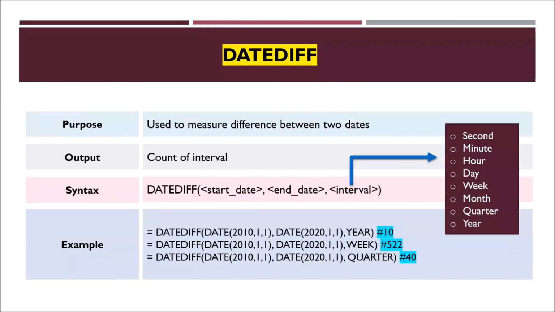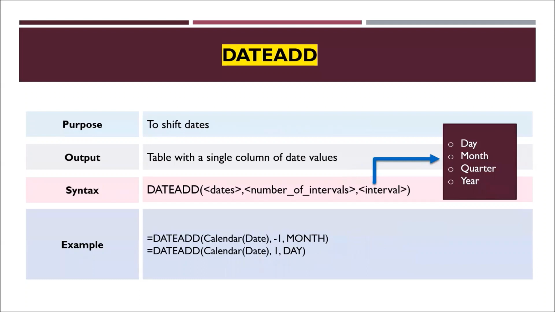Now coming to the second DAX function, which is dateAdd. It is basically used to shift dates and it returns a table with a column of dates. If I talk about the syntax of dateAdd, it is dates. The first argument is the date column which you want to use. Second is interval, number of intervals, and third is interval type. The interval type can be either day or month or quarter or year.